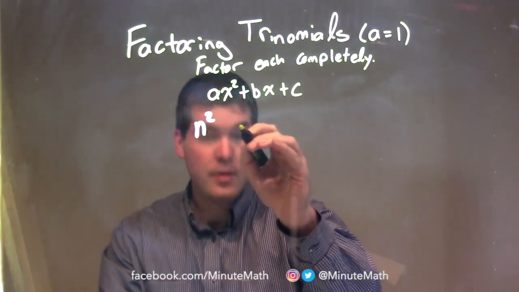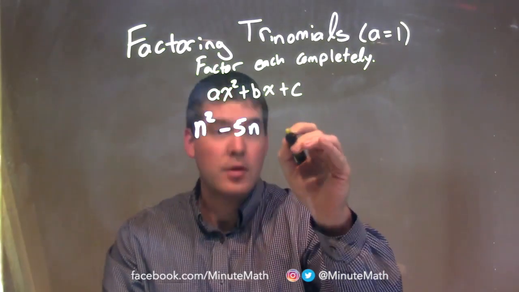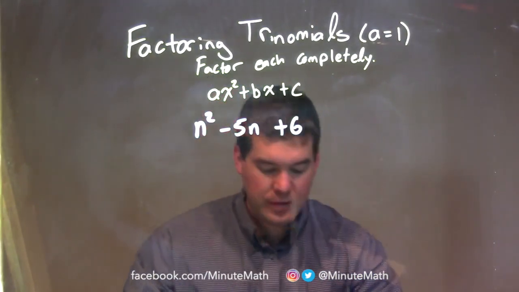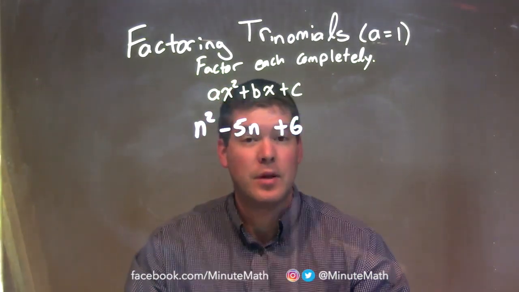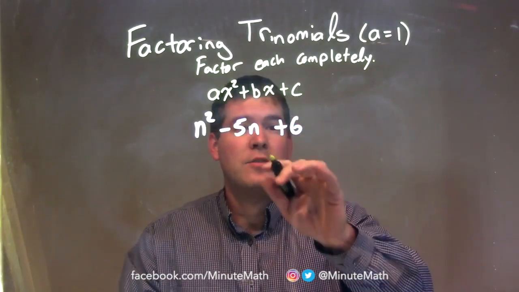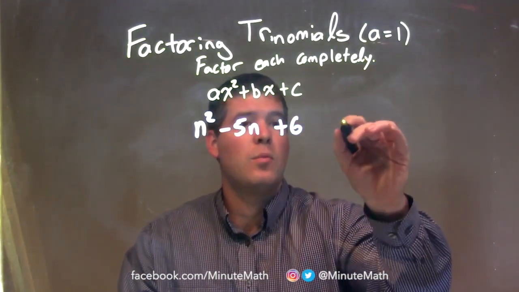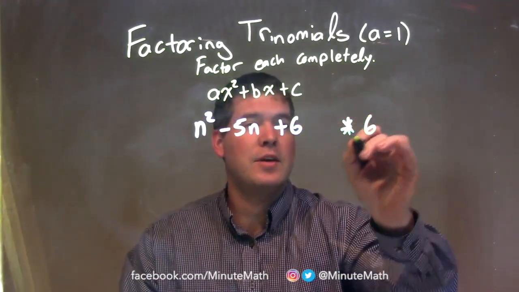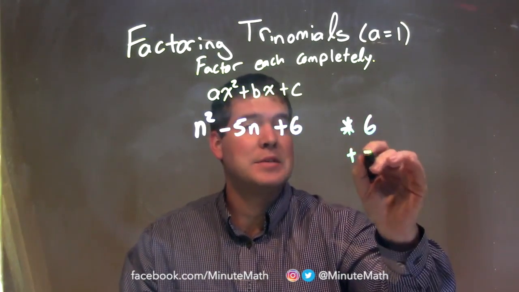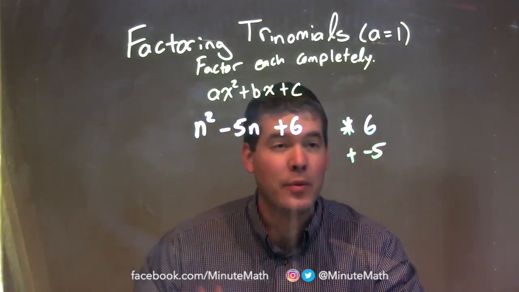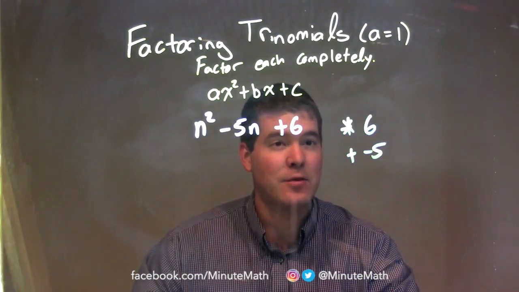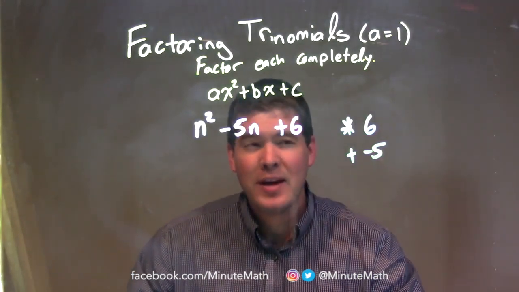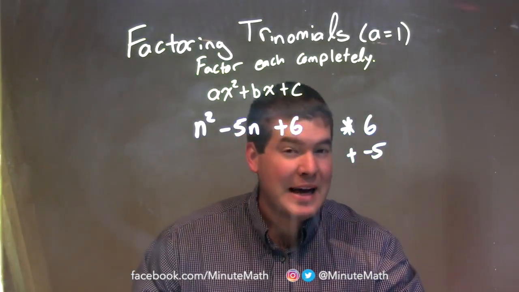n squared minus 5n plus 6. So I have n squared minus 5n plus 6. Because our a value is 1, I'm going to ask myself what multiplies to be my c value, a 6, but adds to be my b value, which is a negative 5. So what two numbers multiply to be 6, but add to be negative 5? Well, I'm thinking 2 and 3, and both being actually negative.